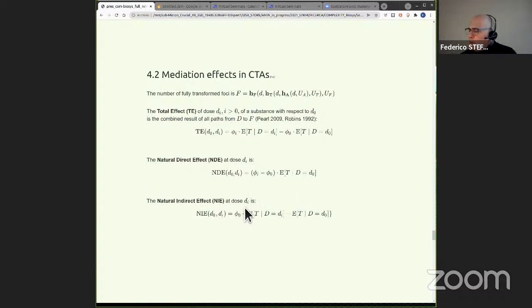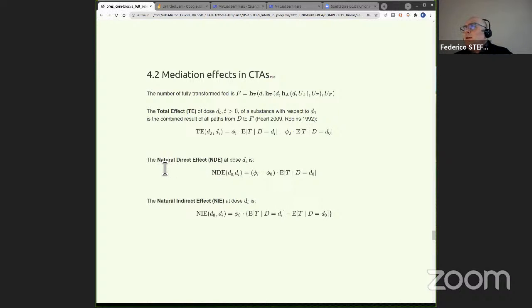So we now take the structural equation for the number of type 3 foci, starting from this equation and working to the definition provided by Pearl and earlier by Robins. We define, after some algebra, the total effect of those level I with respect to the negative control, the null, which is phi I times the expected value of T under d I minus phi null times the expected value of T under d null. This total effect, you can see, depends on five parameters as well as on the total number of foci. And this is an important point.